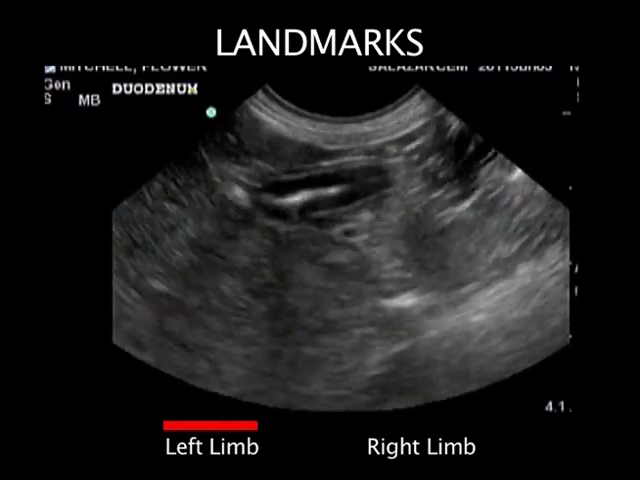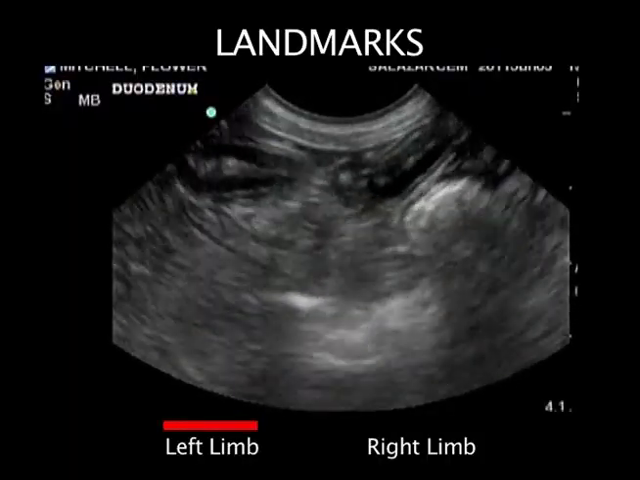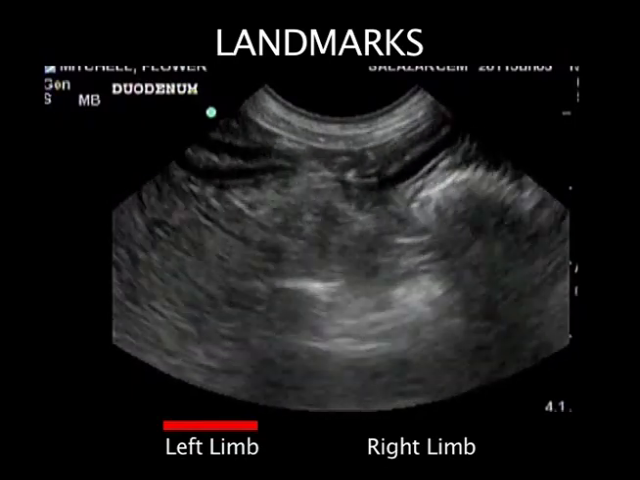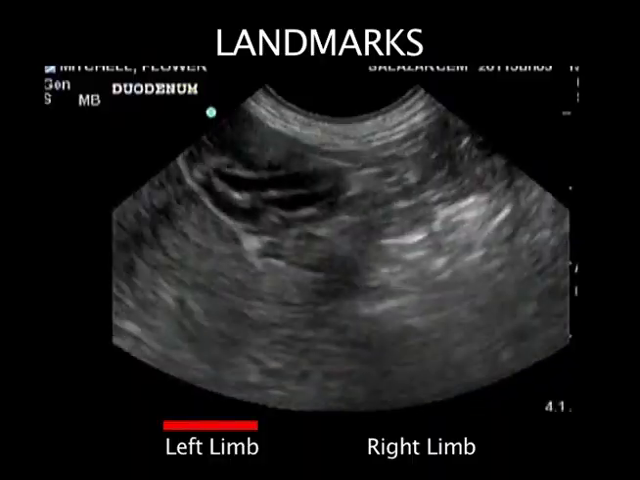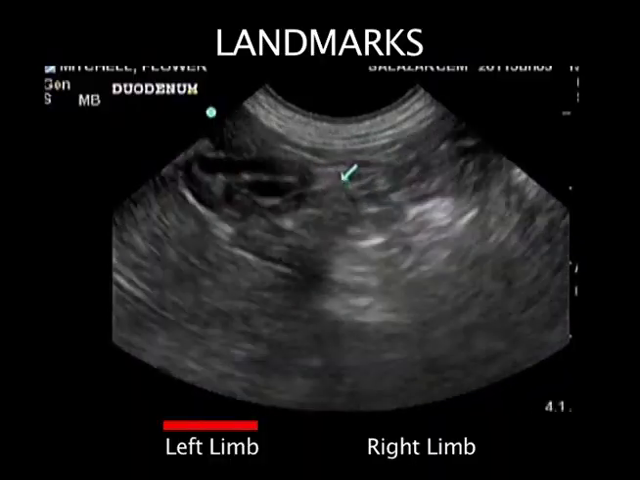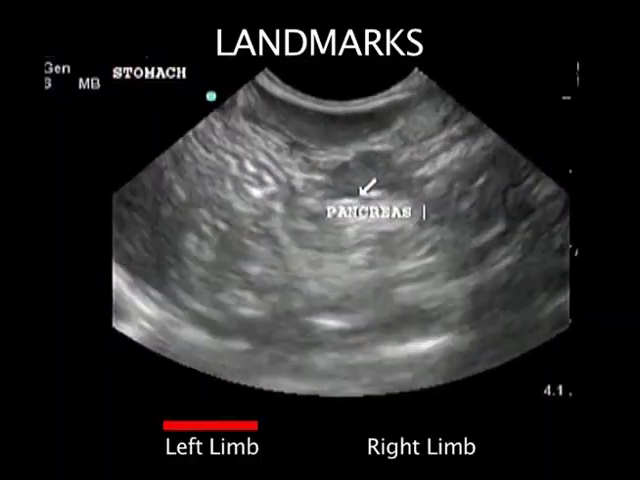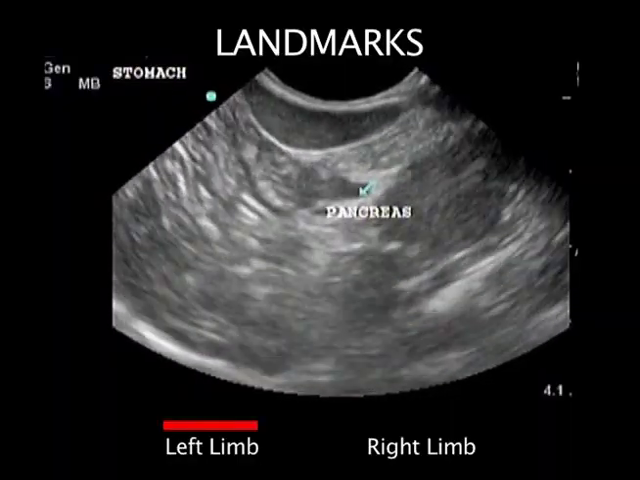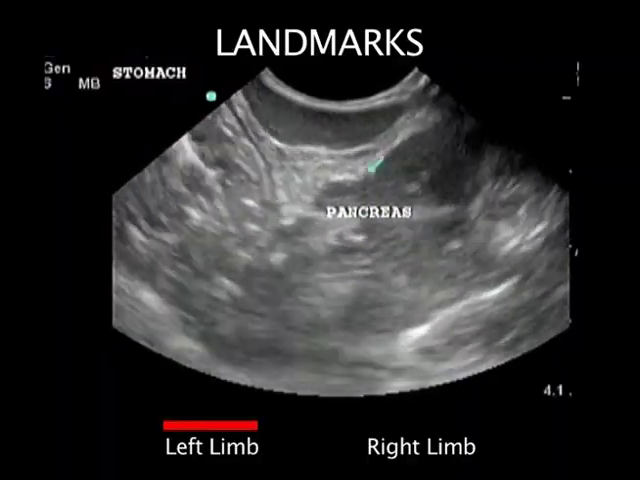As you move the ultrasound beam toward the patient's right side, the stomach disappears and the transverse duodenum can be seen. The main body of the pancreas is caudal to the transverse duodenum. As you reverse directions and move the ultrasound beam toward the patient's left side, the left limb of the pancreas is caudal to the caudal stomach wall.